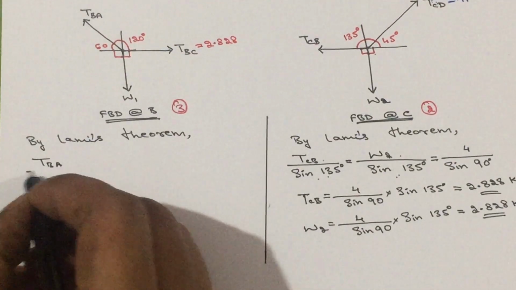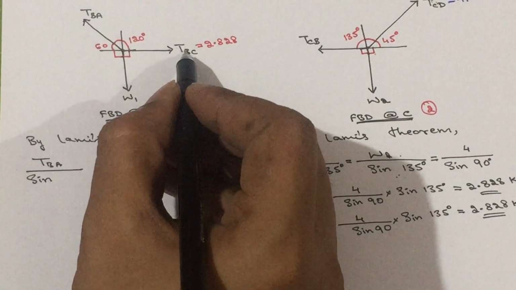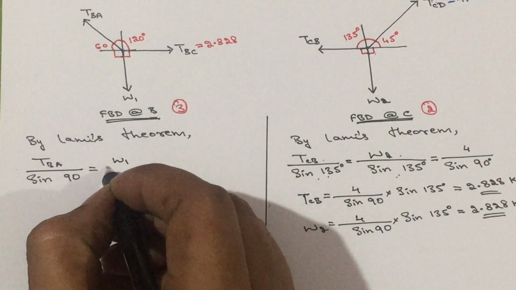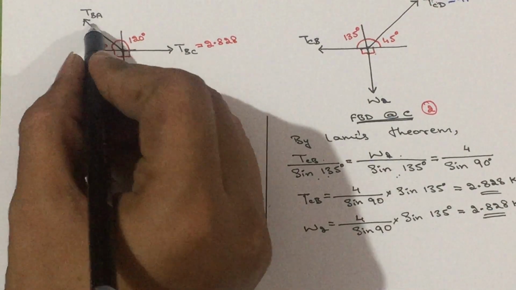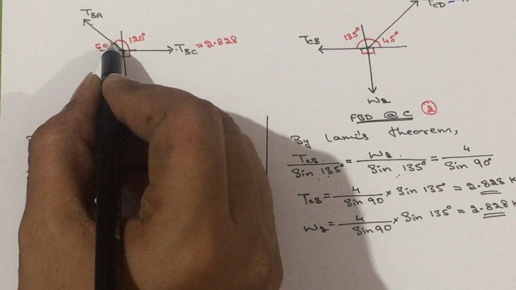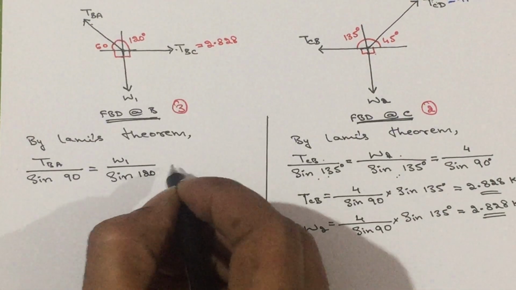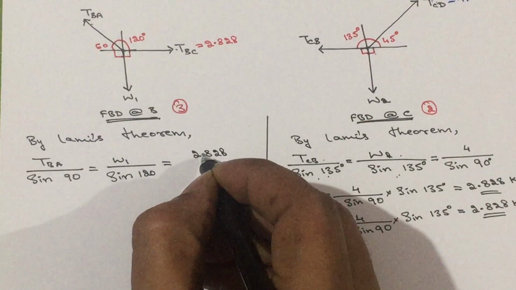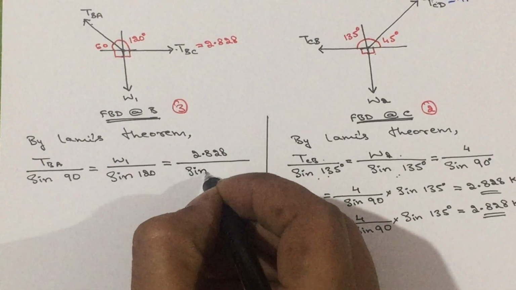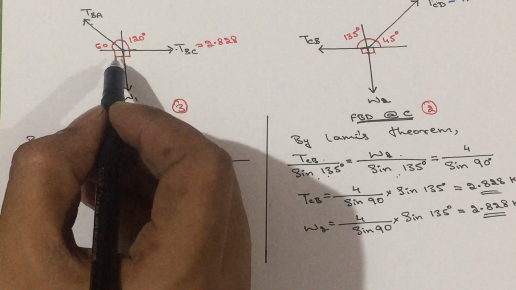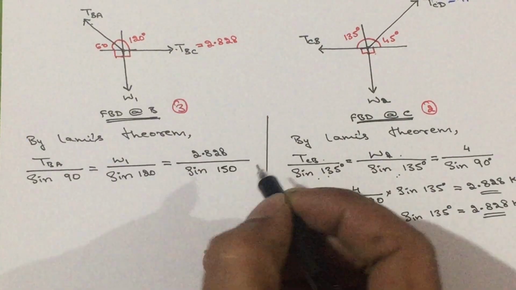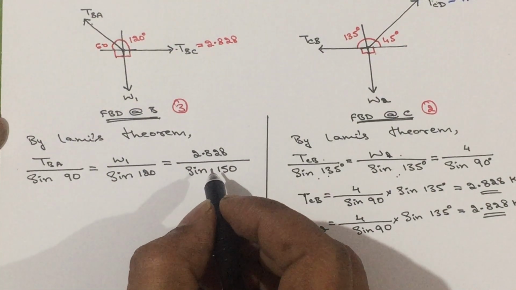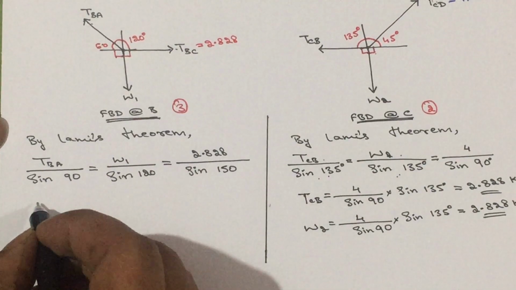So by using Lami's theorem, TBA divided by sine of the angle between the other 2 forces, angle between them is 90, then W1 divided by sine of the angle between these 2 forces, which is 120 degrees, therefore that is equal to TBC, that is 2.828 divided by sine of the angle between these 2 forces, which is 90 plus 60, 150. Then we have 3 parts. Select 2 parts in such a way that there should be only one unknown. Select the first part and the last part.